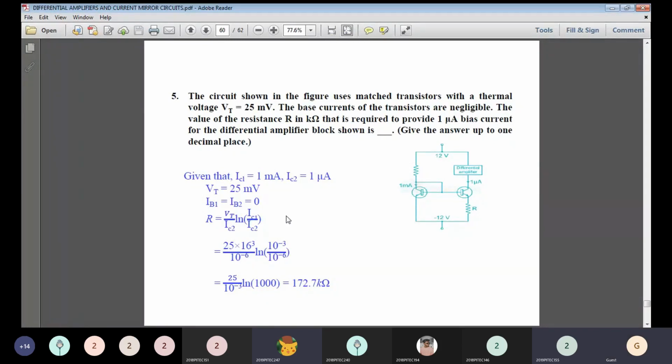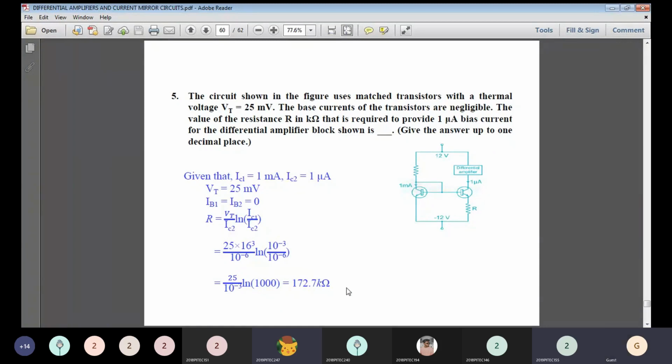So what is the value of the resistance? We are going with the formula VT divided by IC, ln of IC1 divided by IC2, because based on the given data and on what the question is asking, you choose the corresponding formulas. The value of VT is given in the question and IC1 is also mentioned, so only the substitution part is remaining. You substitute the values and the resistance we get here is 172.7 kilo ohms.